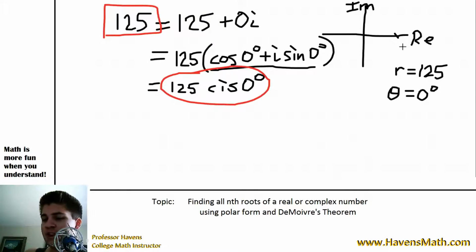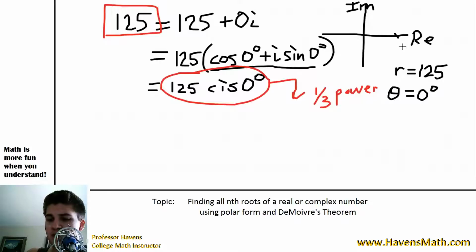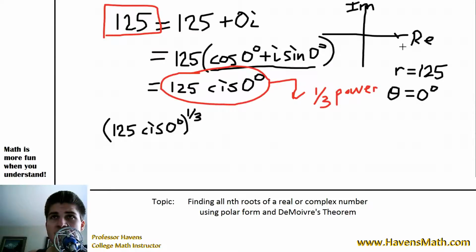So if we want to find the nth roots, we would take the cube root, which is the same as raising it to the 1/3 power, because remember the cube root is the same as raising to the 1/3 power. So if we take our number 125 CIS 0 and we want to find the cube roots of that number, we raise it to the 1/3 power, so we'd have 125 times CIS 0, all to the 1/3 power. This is the idea. We want to find the cube roots.